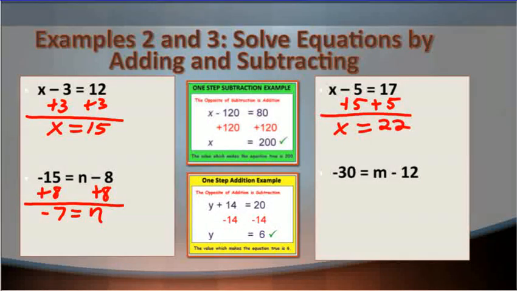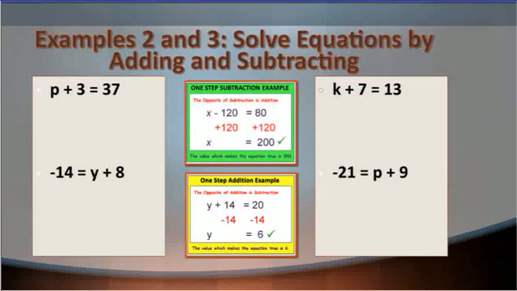And negative 30 equals m minus 12. To get m by itself, you add 12 to both sides. I'm left with m on the right-hand side. Negative 30 plus 12 would give us a negative 18.